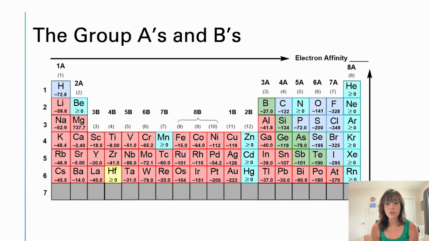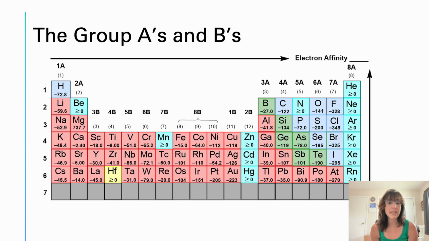Let's look briefly at the structure of the periodic table. Notice at the top of the columns, you either see the letter A or the letter B. A goes with what we call the main group elements. These are columns 1, 2, 13 through 18. And then the middle of the table has the B, the transition elements.